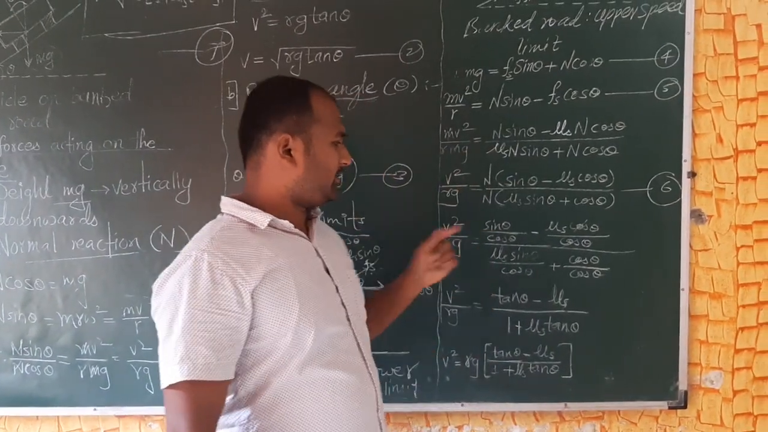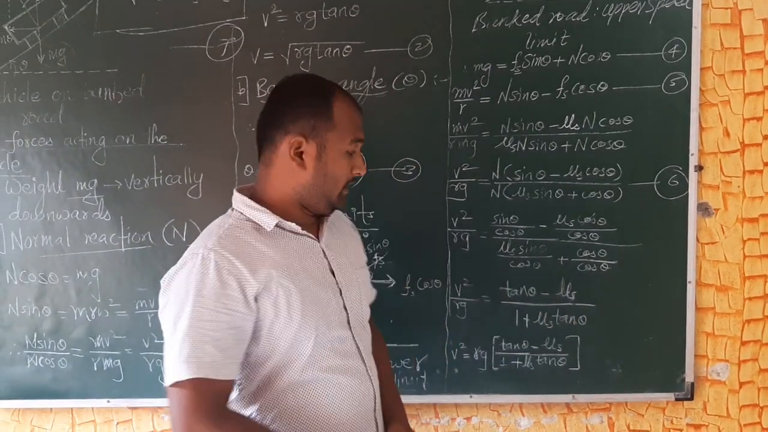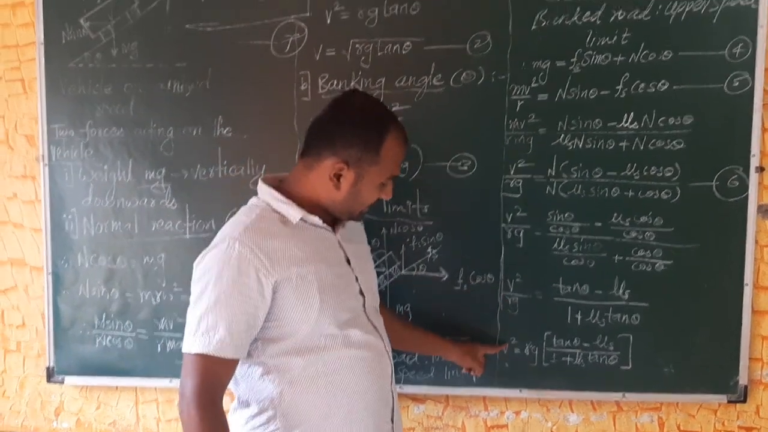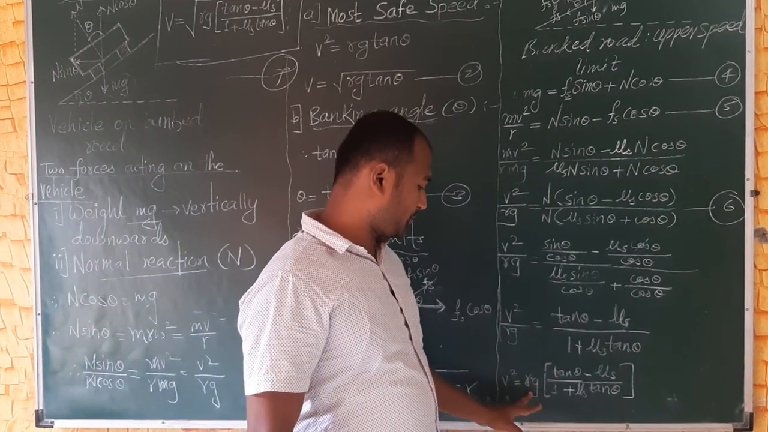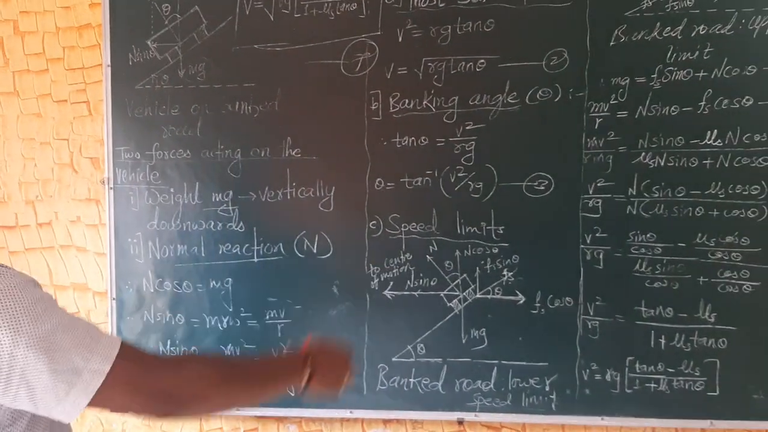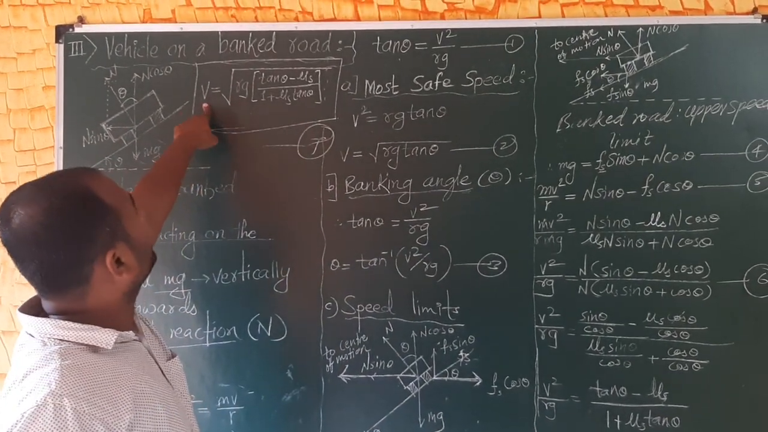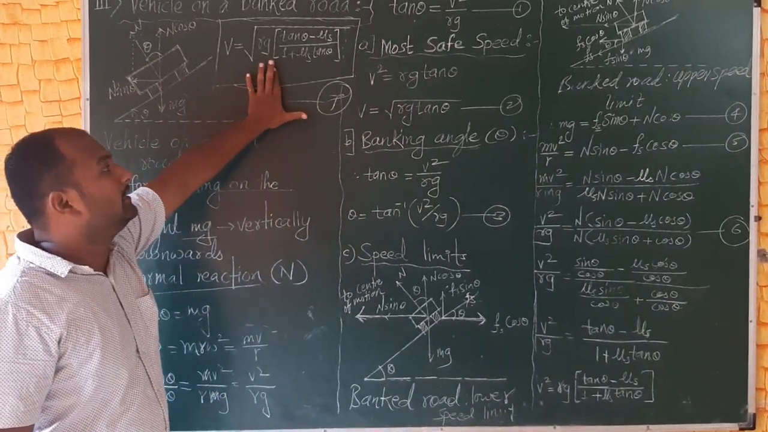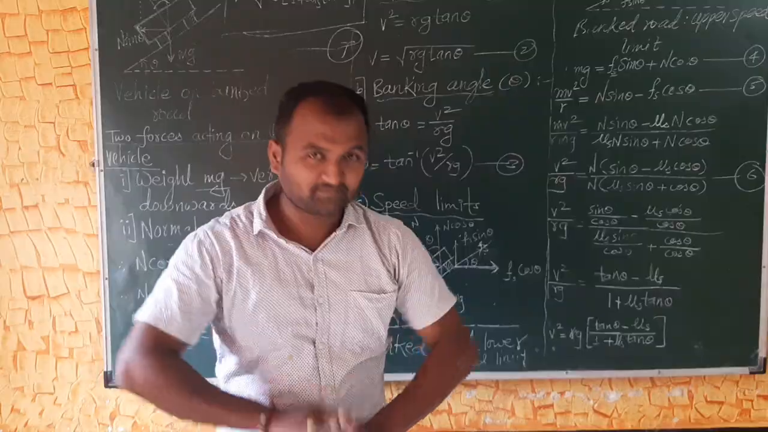Dividing equation number 6 by cos theta, we can write v square upon rg is equal to tan theta minus mu s upon 1 plus mu s tan theta. Here we have to find its speed at the lower limit. So v square is as it is, and rg goes to the opposite side, into the numerator. So v square is equal to rg into bracket tan theta minus mu s upon 1 plus mu s tan theta. Taking the square root of v square, that is v, and the square root of this bracket, we can write v is equal to under root rg into bracket tan theta minus mu s upon 1 plus mu s tan theta. This is equation number 7. So this is a vehicle on a banked road surface.